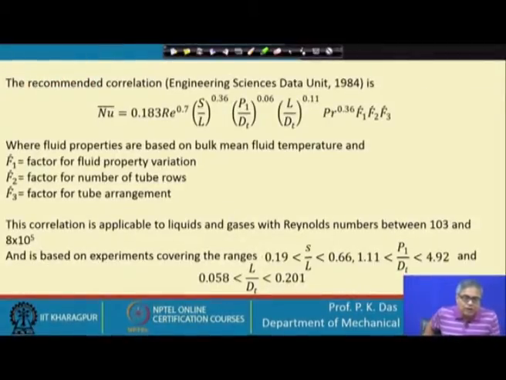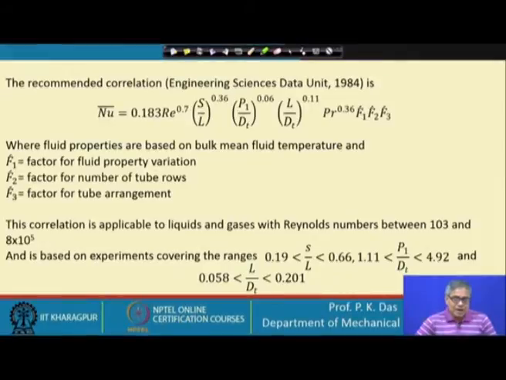So, the recommended correlation is something like this. Nusselt number is equal to Re to the power 0.7, S by L to the power 0.36, P1 by dt to the power 0.06, L by dt to the power 0.11, Pr to the power 0.36, and then there are three correction factors, F1, F2, F3.